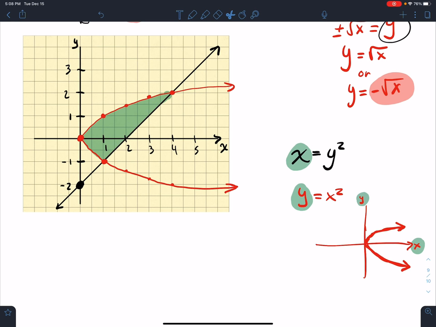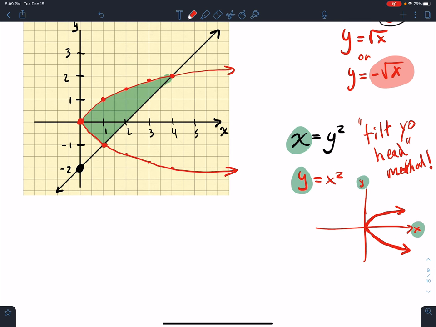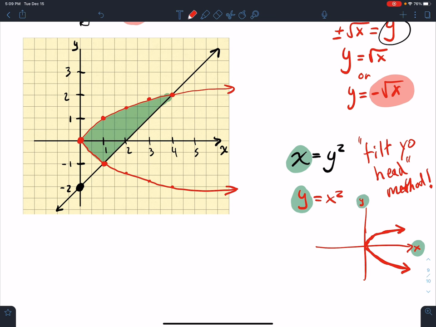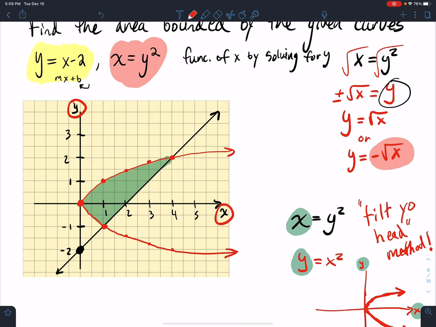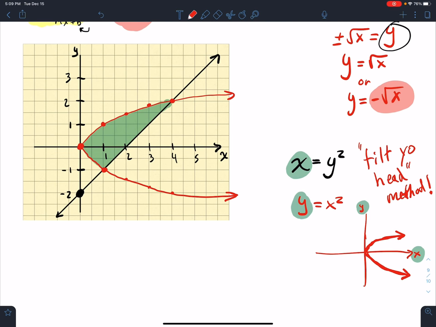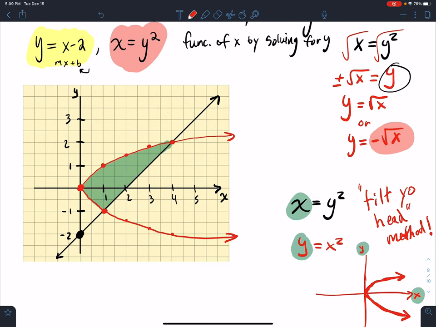I like to call this the tilt yo head method. Okay, this is the tilt yo head method. You just tilt your head to the right, and that's what that graph will look like. And so there you see that it looks just like that. I've literally swapped out the x with the y. That's kind of how I think about it, and that helps me. And if all else fails, you can always just plug in values and plot points. Okay, so enough of that.